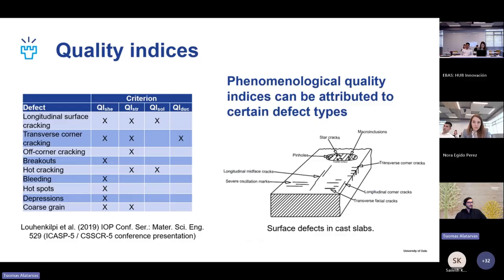And as these quality indices are always related to some phenomena that are taking place during the solidification in the mold or other region, they can also be attributed to certain defect types. So for example, for longitudinal surface cracking, certain quality indices are most important, but for transverse corner cracking, we can think of other quality indices that are more important to us.